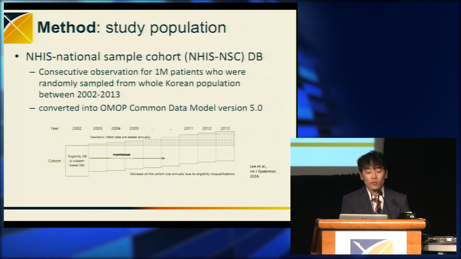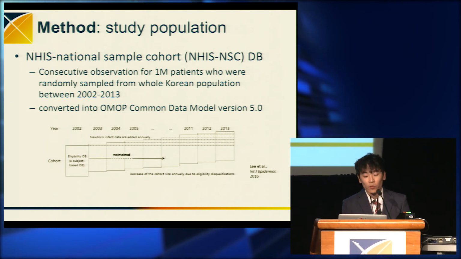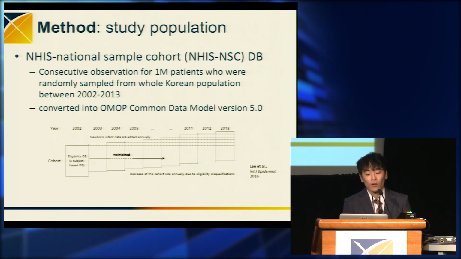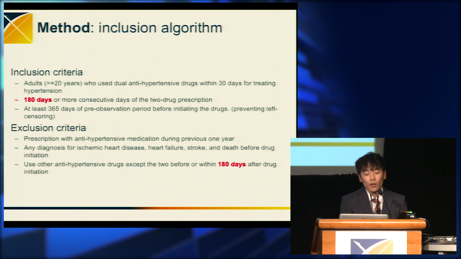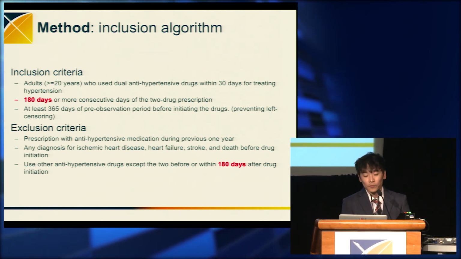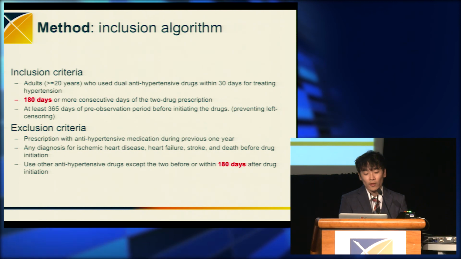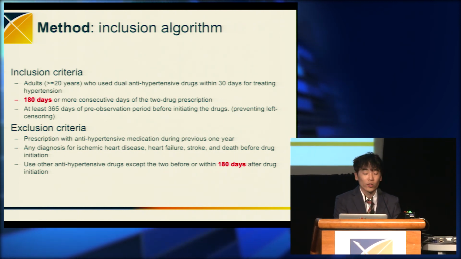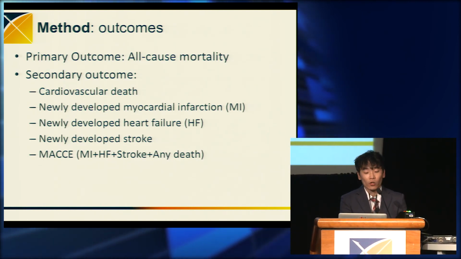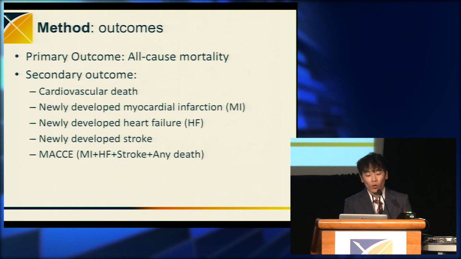I used the National Health Insurance Service National Sample Cohort database, which contains consecutive observation for 1 million patients who were random samples from the whole Korean population between 2002 and 2013. It was converted to CDM version 5. I included those who started to use dual antihypertensive medications within 30 days, with a minimum period of drug use of 180 days. I excluded patients who had ischemic heart disease, heart failure, stroke, or death before drug initiation. The primary outcome was all-cause mortality, and the secondary outcomes included cardiovascular death, newly developed myocardial infarction, heart failure, stroke, or all the composite endpoints.